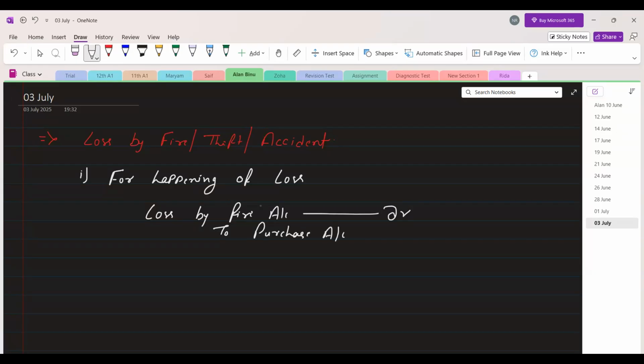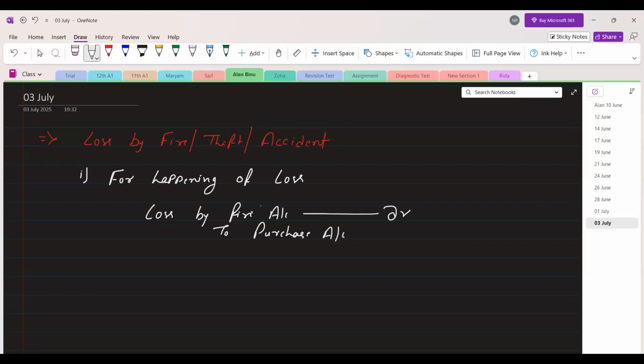Now, I have taken loss by fire, but it may be different in different cases, different questions. It may be loss by theft, it may be loss by accident. So, whatever is given in the question, you will write that. Sir, so what is lost over here? Goods? Is goods lost over here? Yes. Okay, that's why I have written purchase account. If it is furniture, if it is machine, then whatever we have lost, we will write the item name.